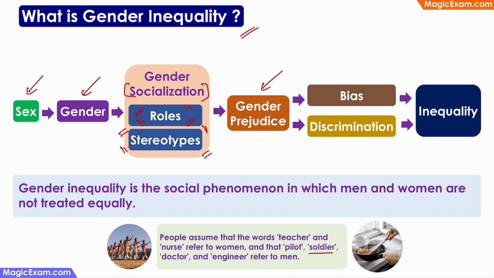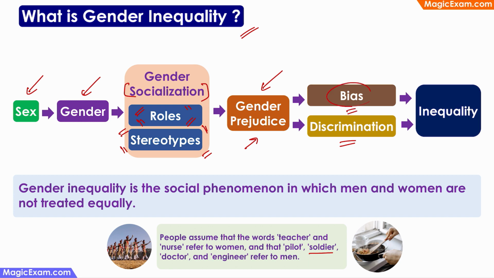So gender prejudice is nothing but a preference or a liking or a dislike of a particular gender without a valid reason. Now, because of this prejudice, if we act in a positive or a negative way towards a specific gender, that can be either bias or discrimination. If we are acting in a positive or a negative way towards a gender consciously, intentionally, that is discrimination. If we are doing so without actually intending to do so, that is unintentional, or it is just subconscious or unconscious, then that is bias.